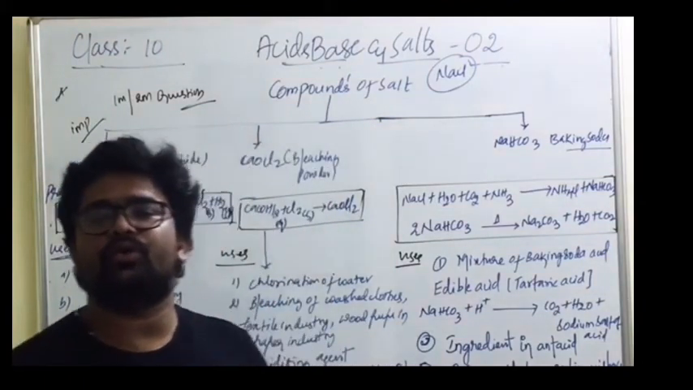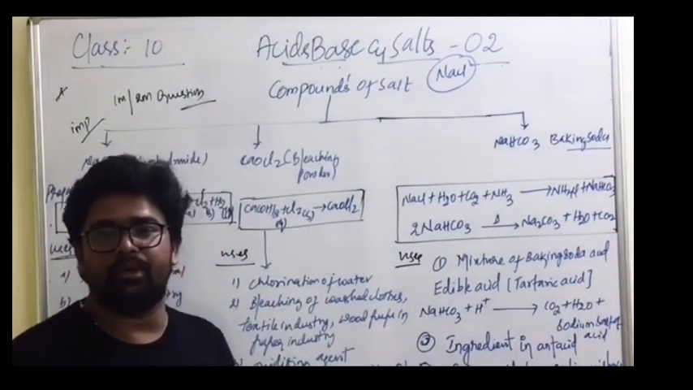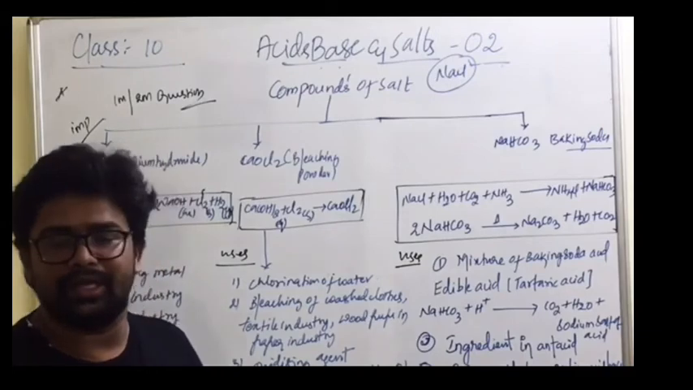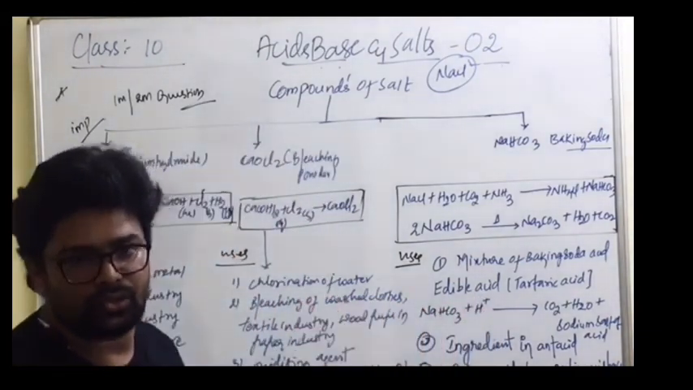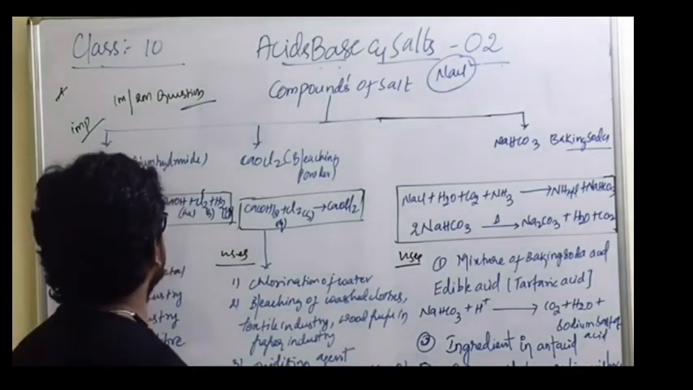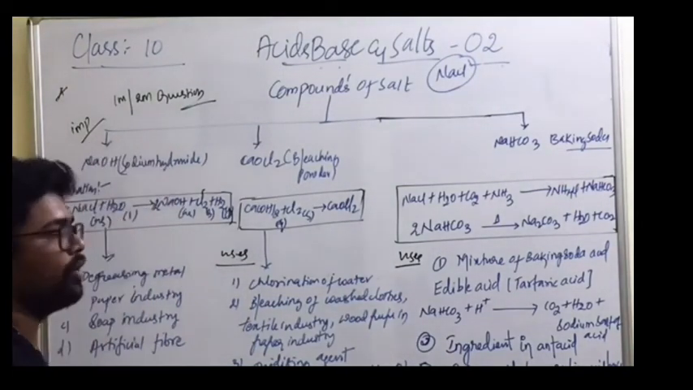In this topic we are going to study what the uses of these compounds are and how they are prepared, which is very important. In the examination they will ask you the uses and chemical formula of the salts. Okay, so let us start. The first salt that is prepared is sodium hydroxide.